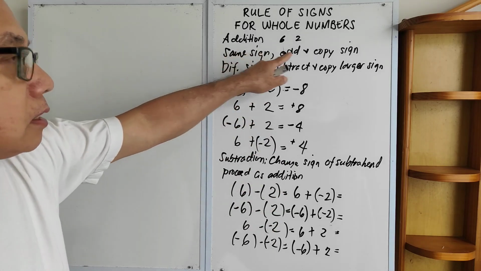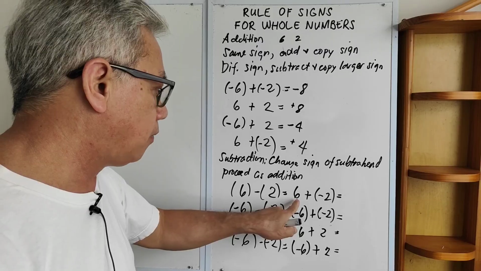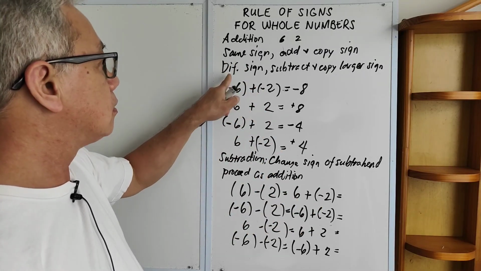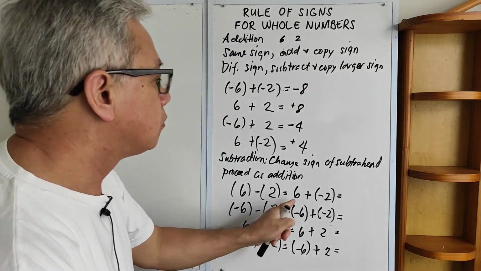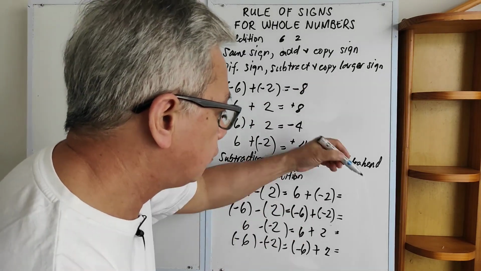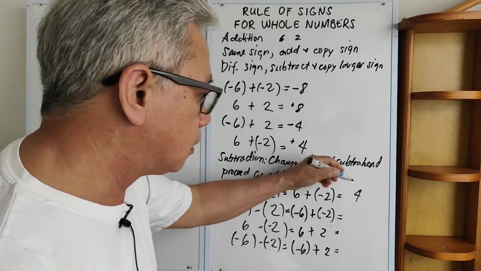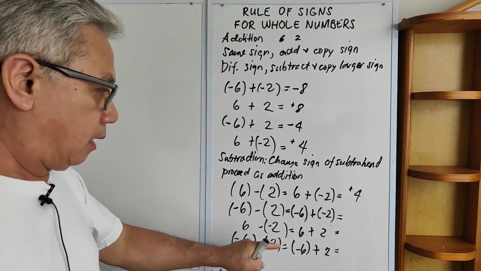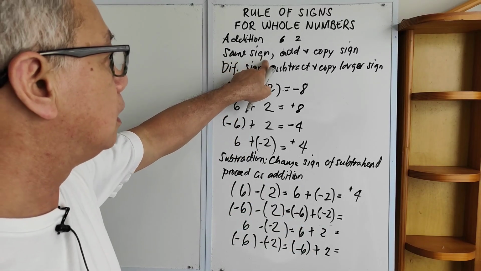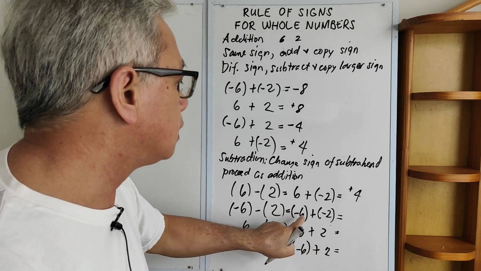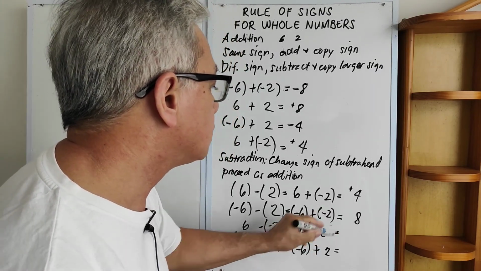So we will follow this first rule. We'll look at the sign. This is positive, this is negative, so they have different signs. Subtract and copy the larger sign. So we subtract 6 minus 2 is 4, and the larger sign is this one, which is positive. So this is positive. In here, negative 6, negative 2, they have the same sign. So we add and copy the sign. We add this one and this one. 6 plus 2 is 8, and then copy the sign, negative.